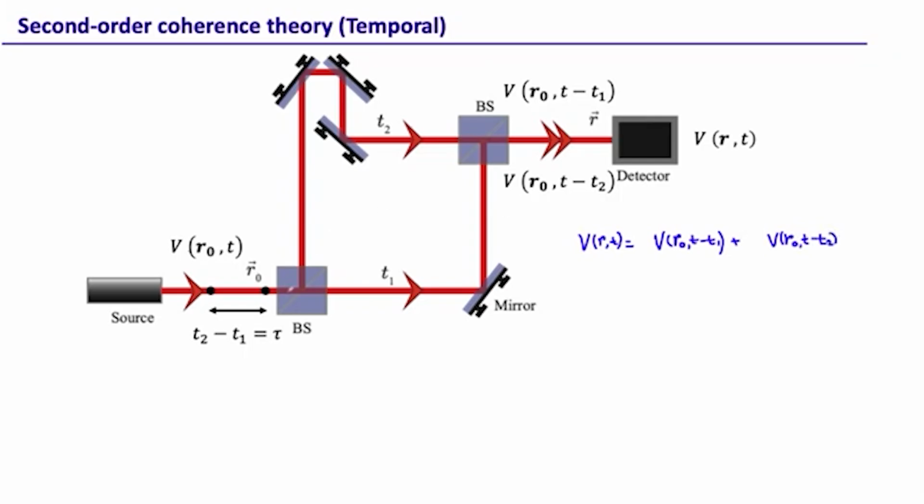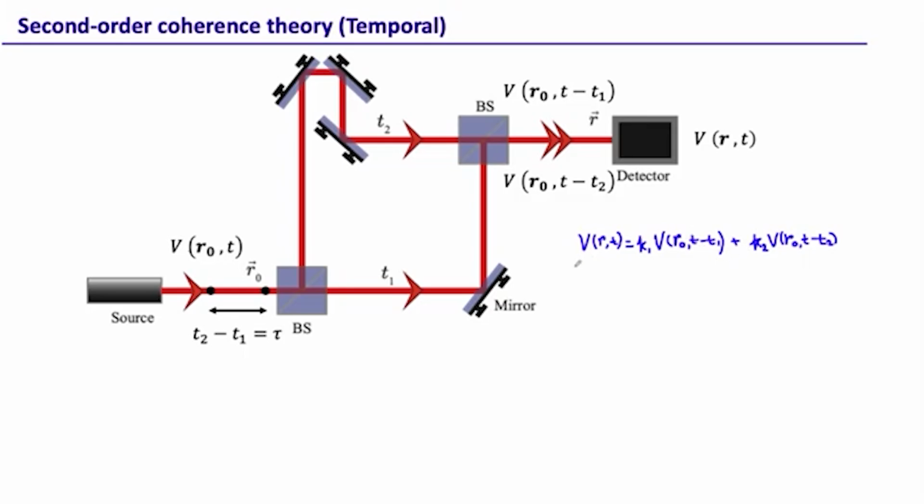Now of course, since there is a beam splitter here, there may be losses or whatever. So there may be an overall constant K1 over there and a constant K2 over there. So that's the field we see at R, t, which is again a superposition of fields at R0 at time t minus t1 and at time t minus t2.